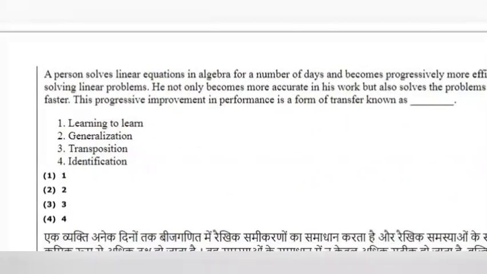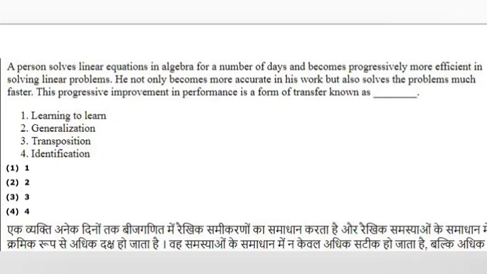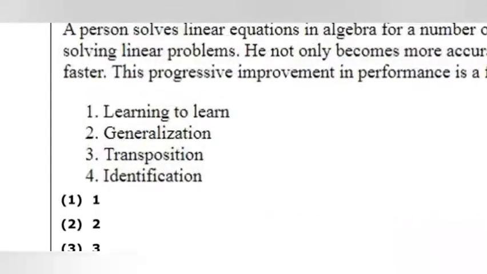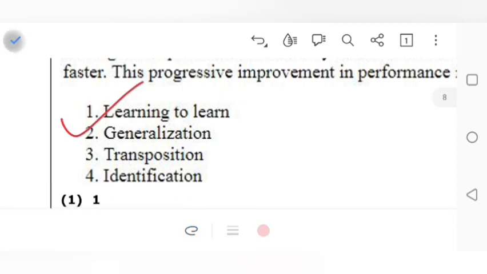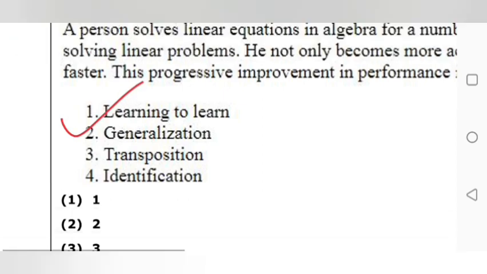Next, a person solves linear questions in algebra for a number of days and becomes progressively more efficient in solving linear problems. He not only becomes more accurate in his work but also solves the problems much faster. This progressive improvement in performance is a form of transfer known as what? Learning to learn, generalization, transportation, identification. It will be learning to learn. He has learned to learn.